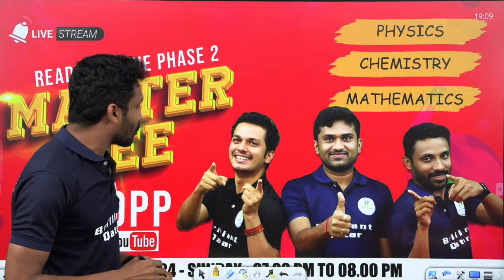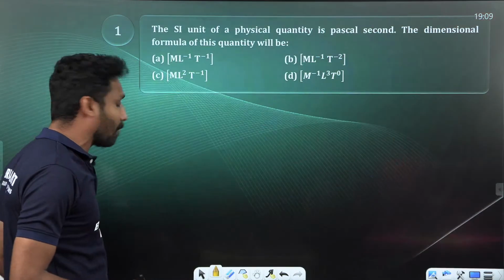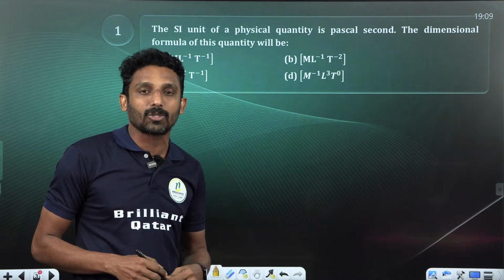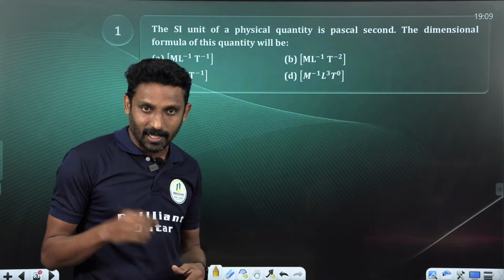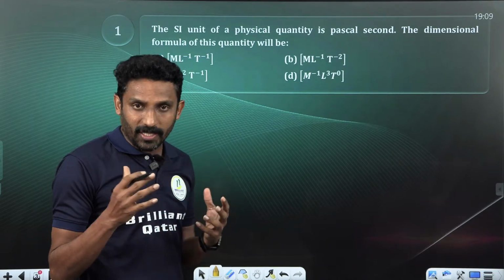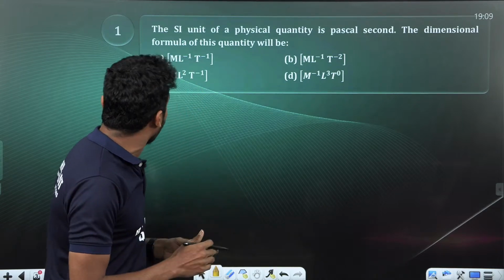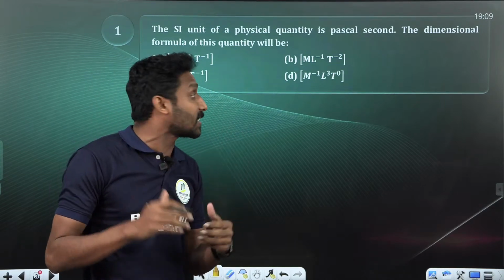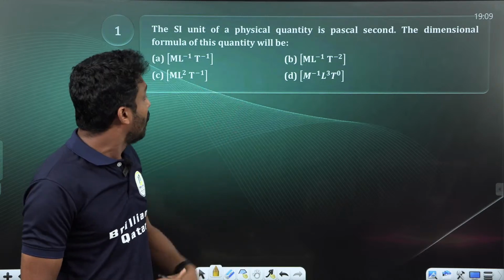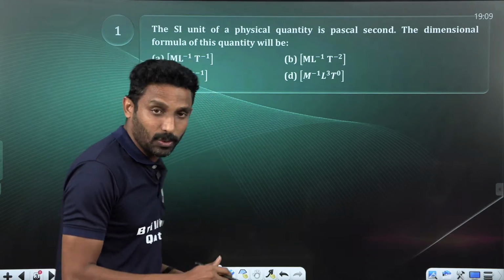Hello, dear students. Today we discuss the chapters Units and Measurement and Mechanical Properties of Solids. Two very important but very easy chapters. We have some important questions asked in previous JEE examinations. Let's move to the first question.